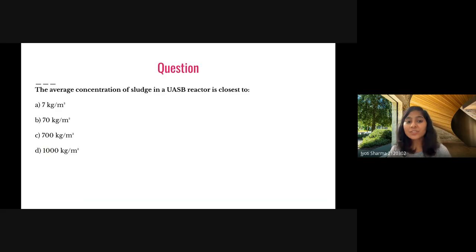Okay, average concentration of sludge. So, how much sludge is it holding in a UASB reactor? This is close to what? 7 kg per meter cube, 70 kg per meter cube, 700 kg per meter cube, and 1000 kg per meter cube. Again, Dia gave me the B option. So yes, this is how much sludge it has. So this is 70 kg per meter cube.